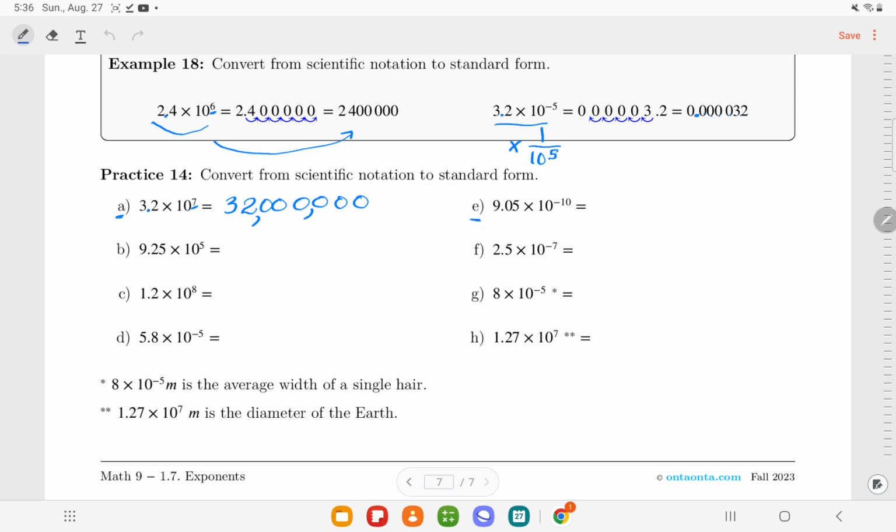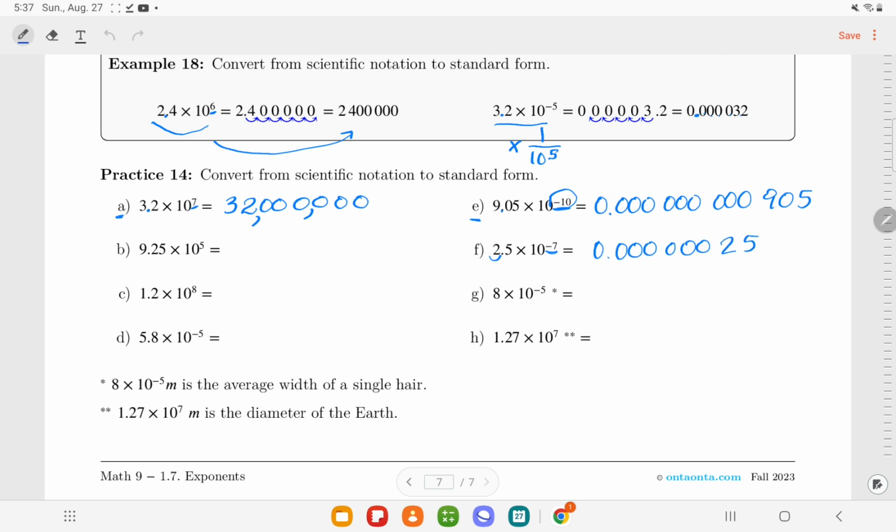And let's look at E. Since this is a negative exponent, we're going to move this point 10 places to the left. And we get this very small number. Notice that if we move the point 10 places to the left, we end up with 9 zeros. And if it's moved 7 places to the left, you end up with 6 zeros because we're moving 7 places.